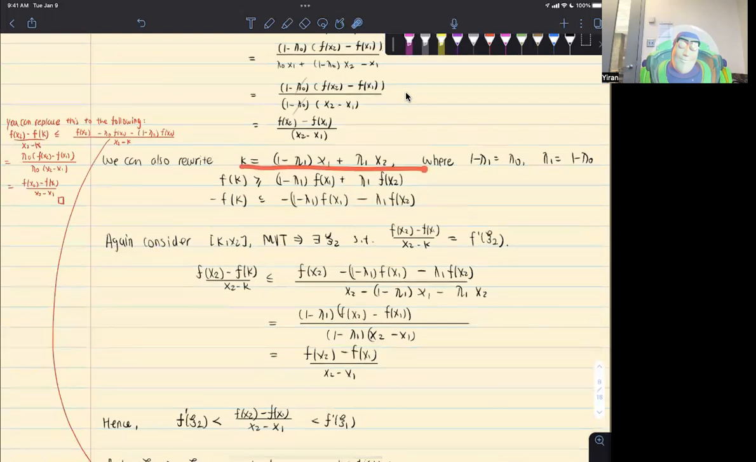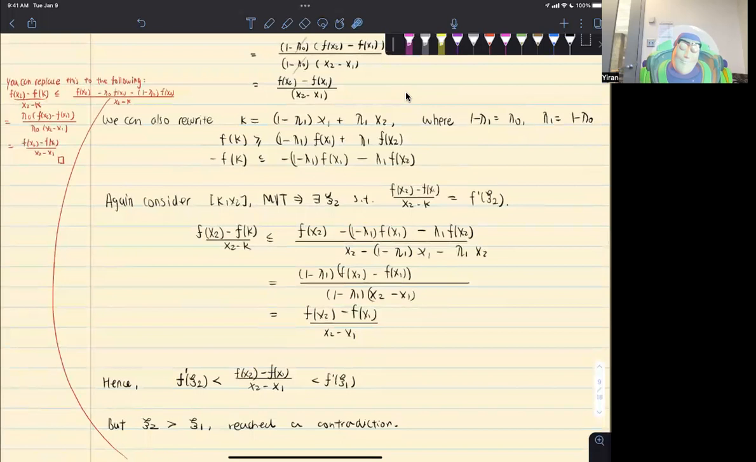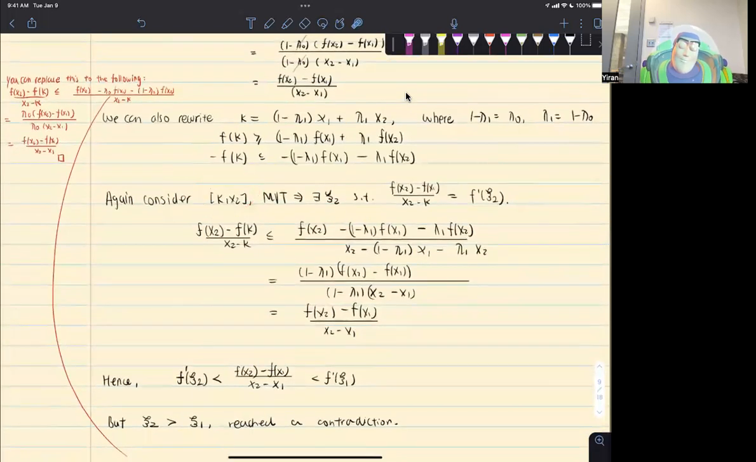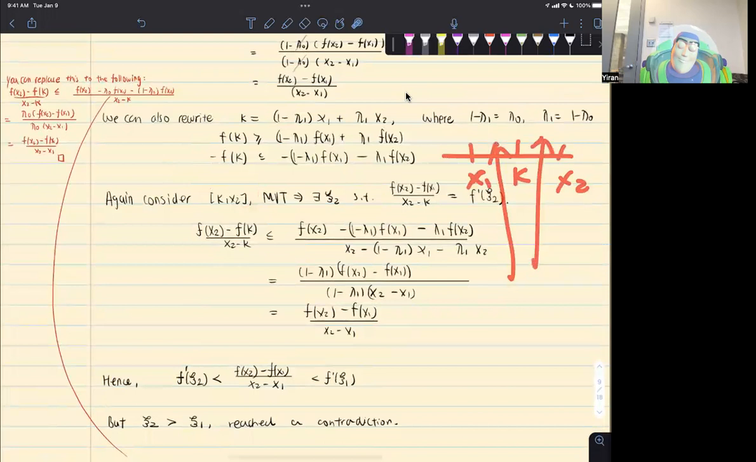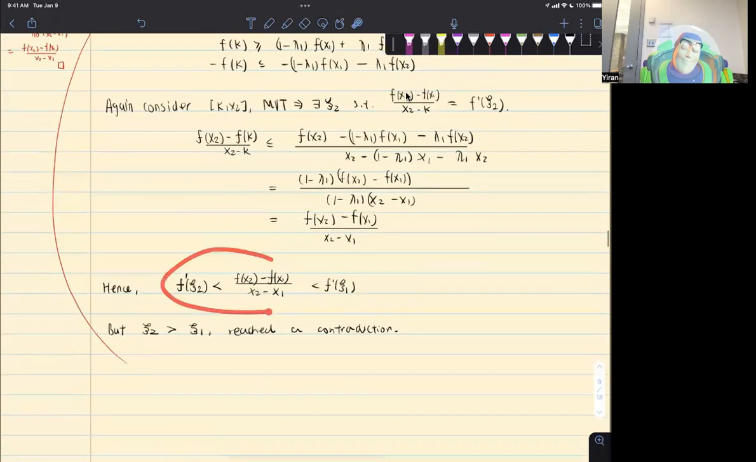Once you write k differently, you apply exactly the same method on this k, but on this interval k x2, because I want to split x1, x2 by k. So there is this point C2 that satisfies this inequality. And once C2 satisfies this inequality, together we have this inequality.